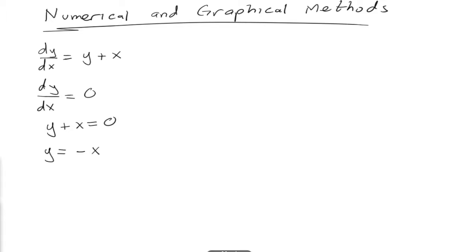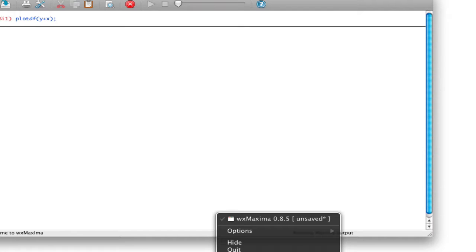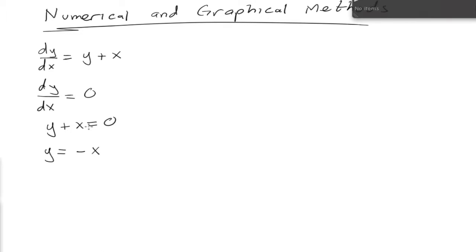So if I go back to my plot, all the points on that line, y equals negative x, would have a slope of 0, right? If you follow along right here, see how all of these along the line y equals negative x have a horizontal slope, the slope of 0, right? Okay.